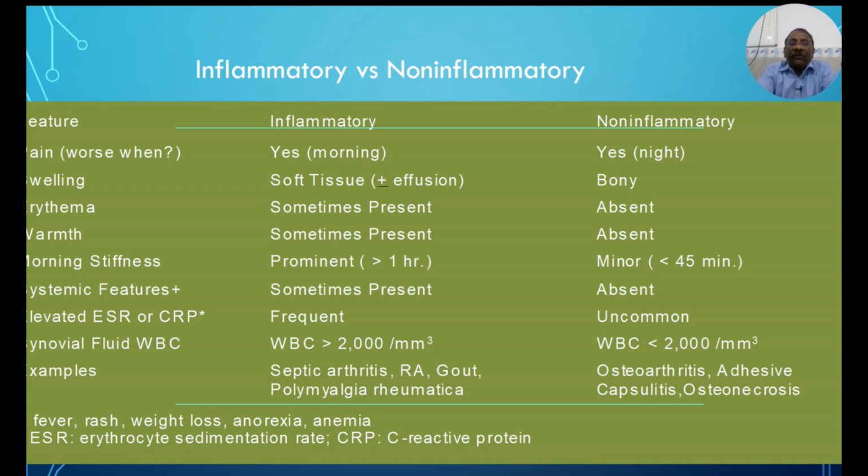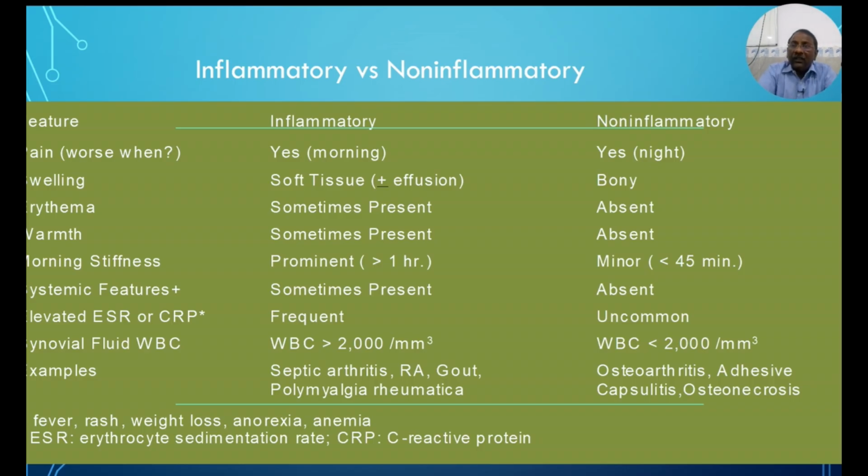Swelling, yes, in inflammatory arthritis, and there will be effusions, whereas the non-inflammatory is bony, like your osteoarthritis, etc. Erythema is sometimes present, palmar erythema could be present, positive in inflammatory arthritis, always absent in non-inflammatory. Warmth may sometimes be present in inflammatory arthritis because inflammation will cause it. And then the morning stiffness, as I told you, is very important. Not always more than 1 hour. Some people may present with 30 minutes, 45 minutes also.